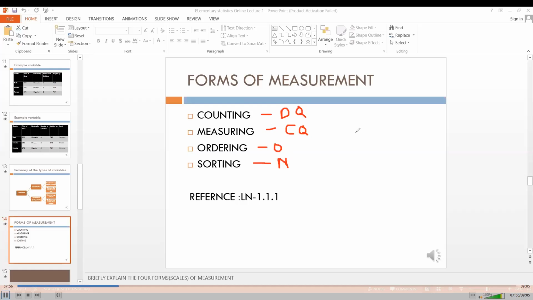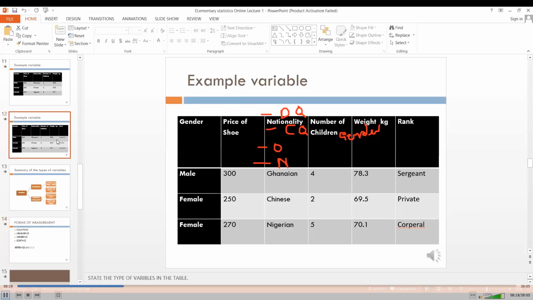Then don't also forget the coding. So coding, you always take from the least to the highest. In terms of the nominal, where there is no order, if you have gender and we have male and female, let me better go back to the table. For gender, we can assign 0 to female and 1 to male, or assign 0 to male and 1 to female. So instead of putting male in the table, you put 0 or 1.